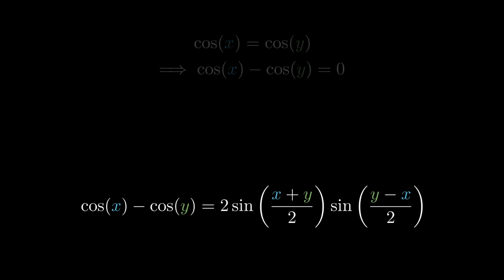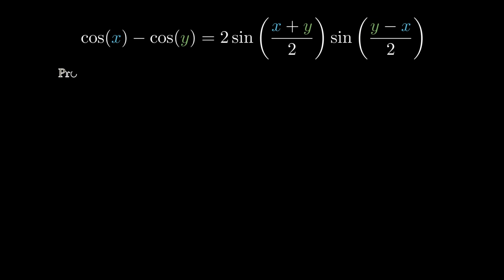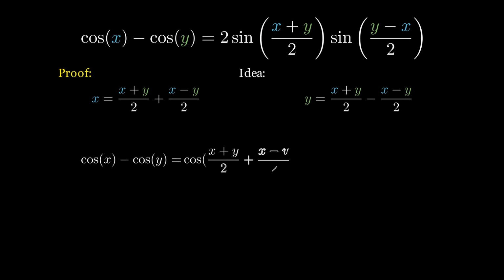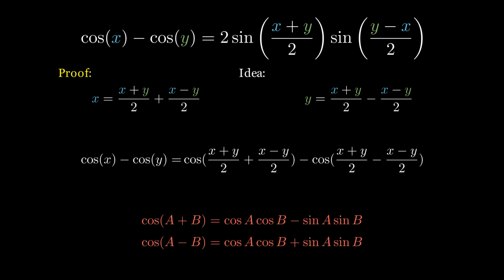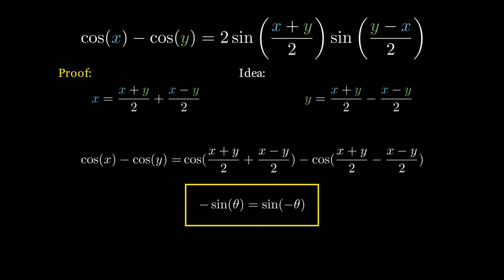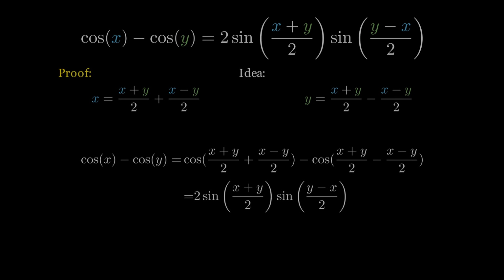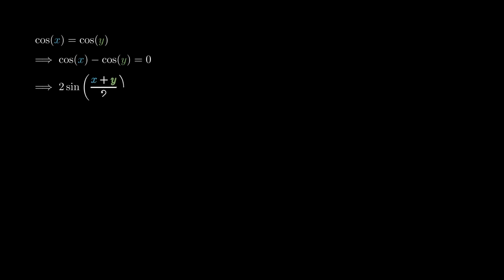We can also use this subtraction to product identity of cos to derive this. This identity can be proved in the same way as we did before. To prove this, the idea is the same as the previous. Replace x and y with these in the left hand side. Then use the identity of cos a plus b and cos a minus b to expand this. We will also need to use the property minus sine theta equals sine of minus theta. Using that property, we obtain this equation.